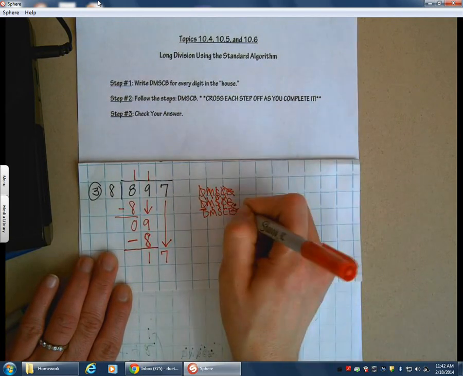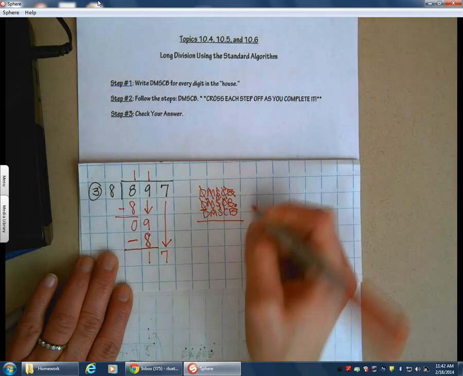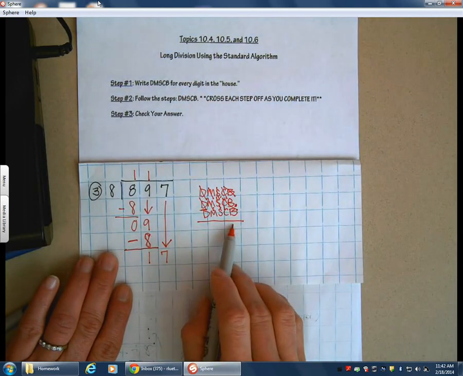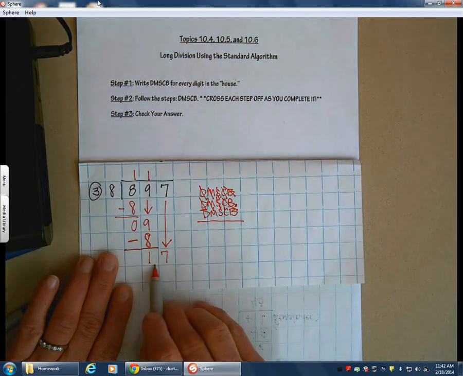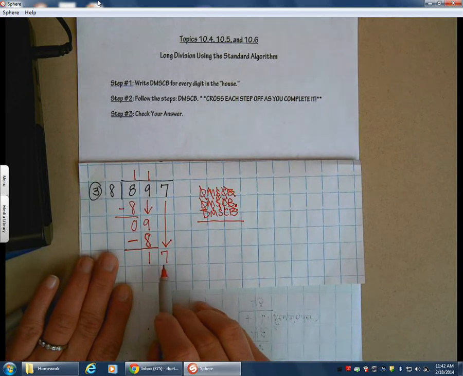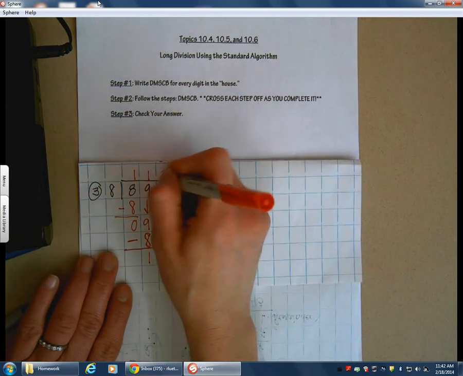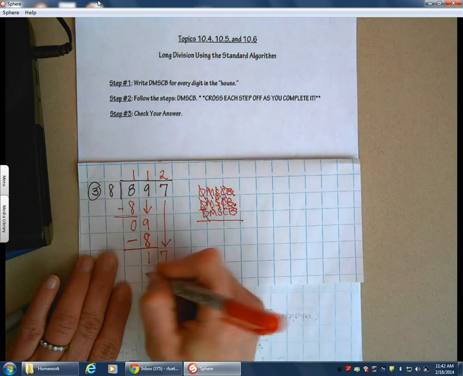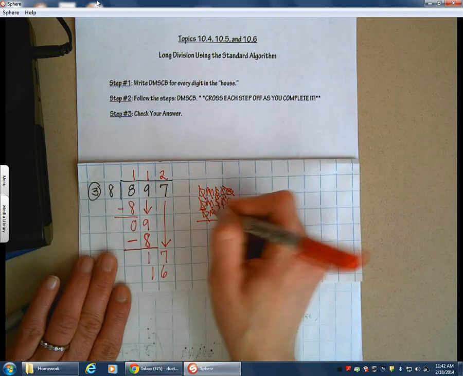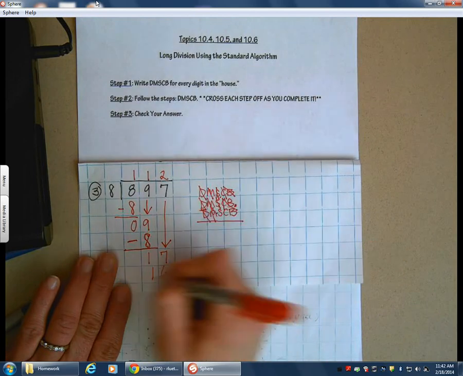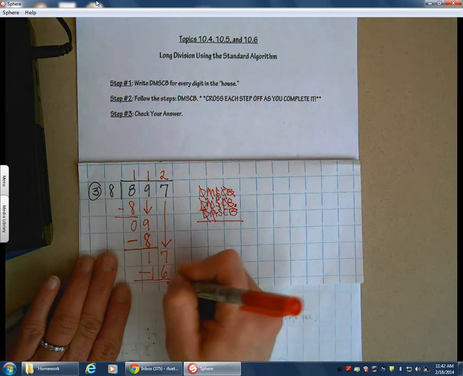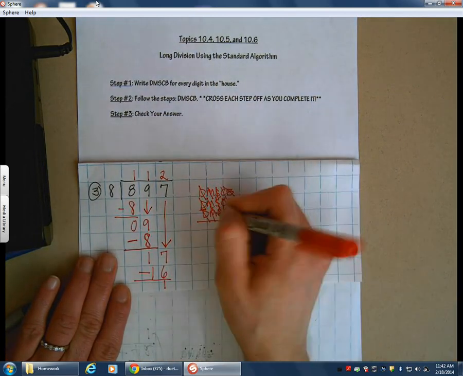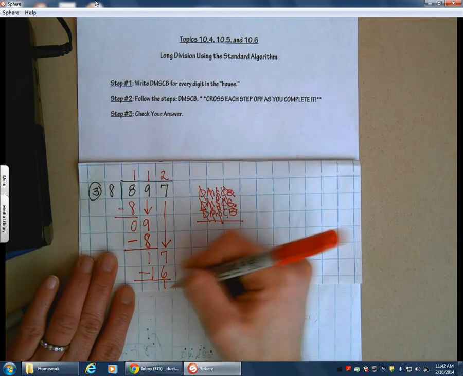Cross it off. I have one set of does McDonald's sell cheeseburgers left. I'm starting division again, and this is why it's called long division, as you can see. 17 divided by 8 is 2. Cross it off. Multiply 2 times 8 equals 16. Cross it off. Subtract. 17 minus 16 equals 1. Cross it off. Compare. Is 1 less than 8?